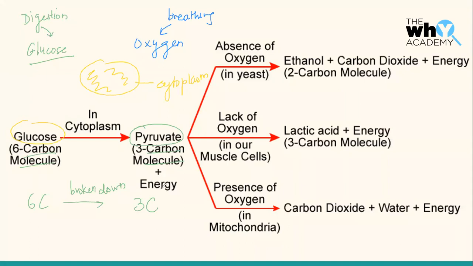So pyruvate and energy. Energy, as you remember, we always talk in terms of ATP. So some ATP molecules you will get here. Now, based on the oxygen conditions, you can get different end products. First, let's start from presence of oxygen. In presence of oxygen, this happens in mitochondria. Mitochondria, as you know, is also called the powerhouse of the cell.